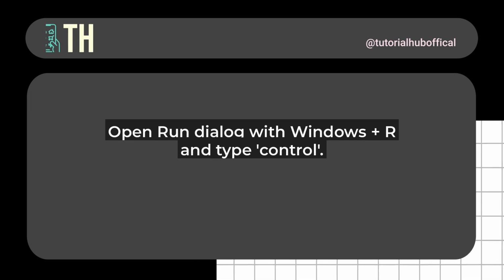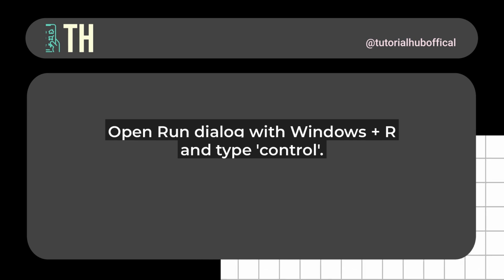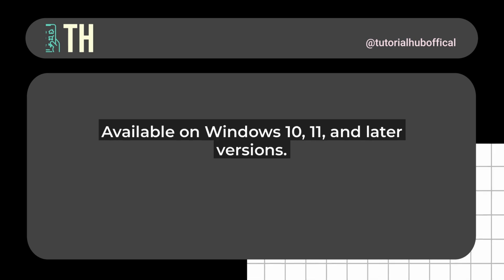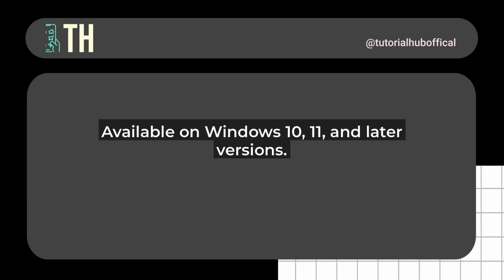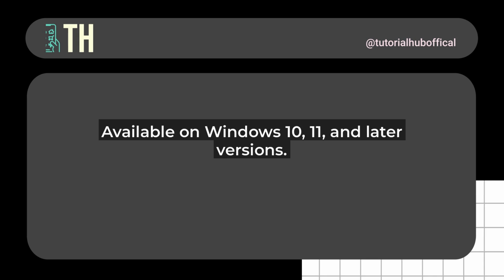Another method for the pros: use the Run dialog. Hold down the Windows key and press R to open the Run box. Type Control and hit Enter. Bam, you're in the control panel. This is especially handy if you're working quickly or remotely.